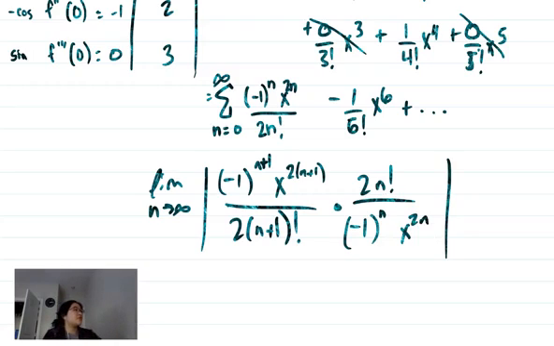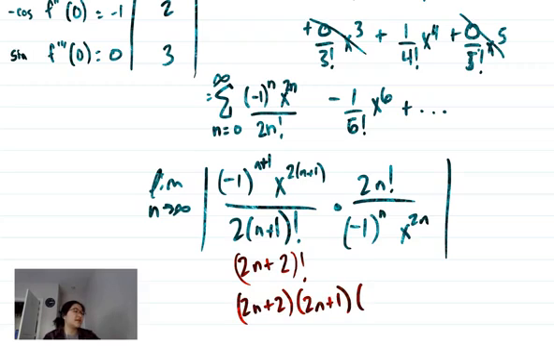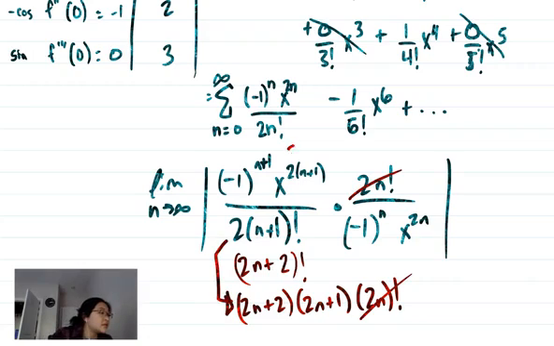Alright, so now what do we have? Well, we're thinking in our minds that 2n plus 2 factorial is going to be 2n plus 2 times 2n plus 1 times 2n factorial, right? So then that and that can cancel out. This x to the 2n plus 2 and this x to the 2n can cancel out, so we're just left with an x squared in the numerator.